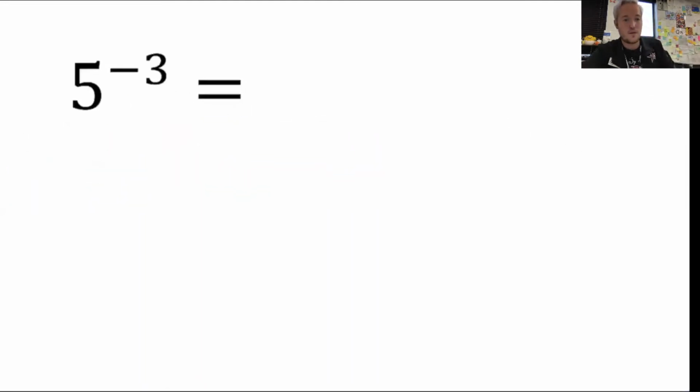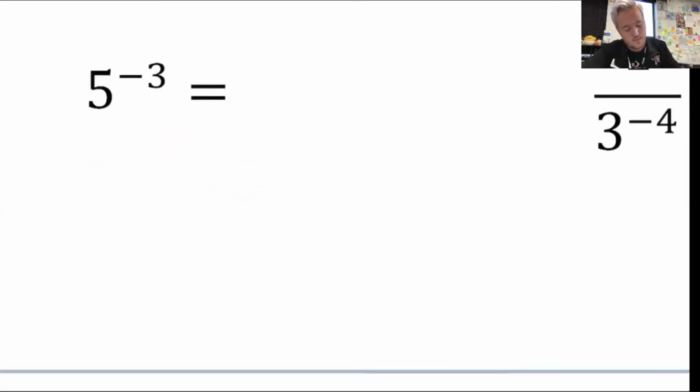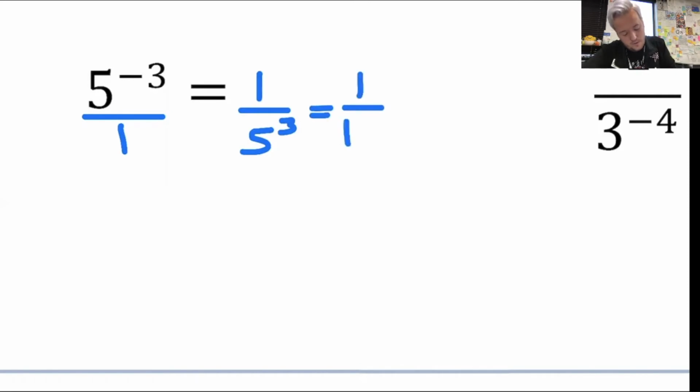All right. Next here, we have 5 to the negative 3rd. English is really hard. All right, so what we're going to do here is have 5 to the positive 3rd in the denominator. It's going to switch, and then we have 1 on the top. And then 5 to the 3rd power gives you 1 over 125.